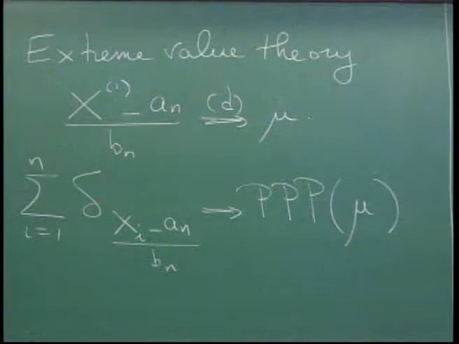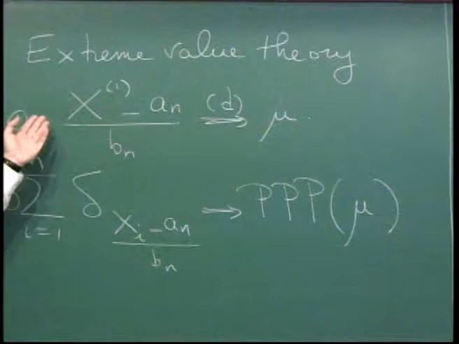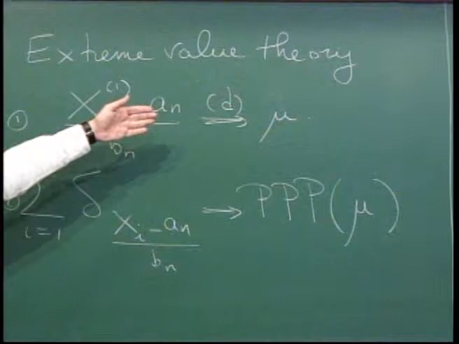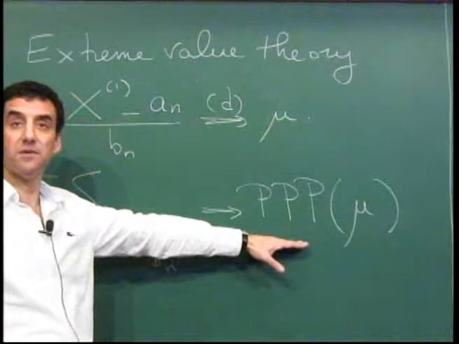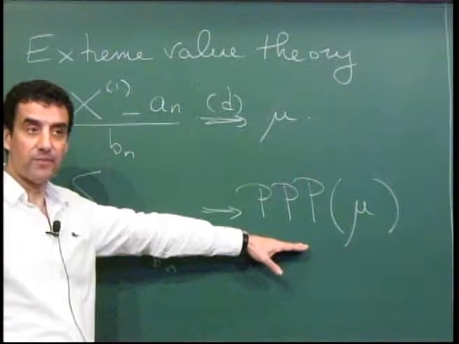So this is one thing. This is another one, which of course seems stronger, but in fact it's the same thing. When the variables are IID, if the maximum properly normalized converges, then the whole cloud also converges, but to a Poisson point process. That's of course due to the independence.